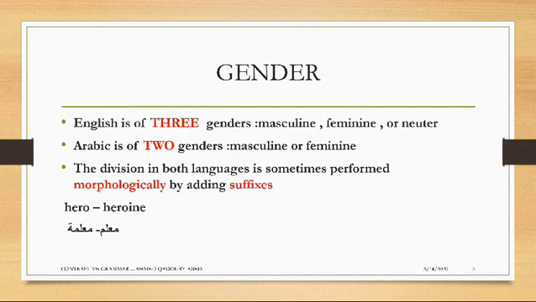The division in both languages, English and Arabic, is sometimes performed morphologically by adding certain suffixes. So in English and Arabic, we mainly move from one gender to another by adding some morphological suffixes, like hero, heroine. We add I and E at the end of the word, and we have معلم، معلمة. ضفنا تاء التأنيث الساكن، تاء التأنيث في نهاية الكلمة.